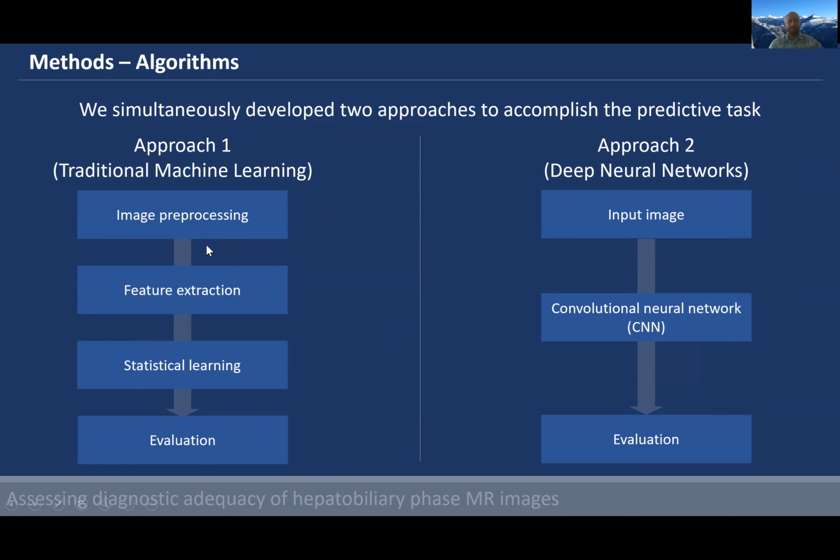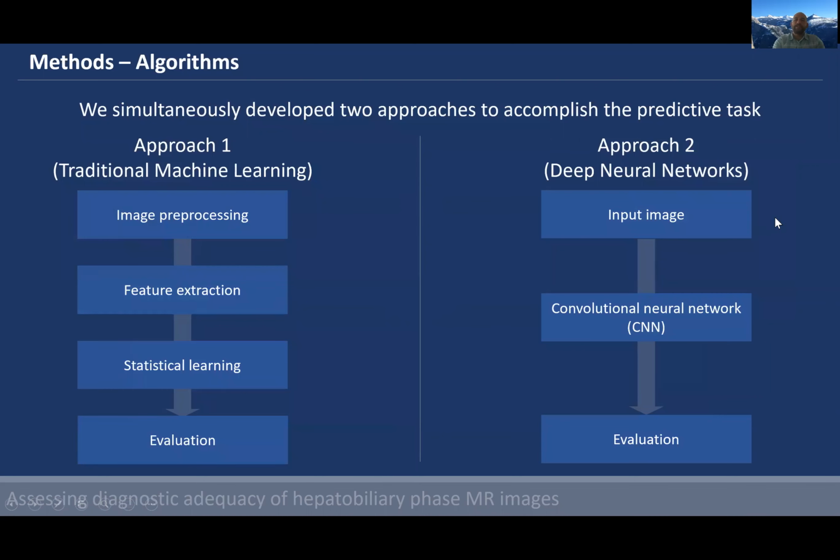But we take this traditional machine learning approach where we take our input volumetric image, we then pre-process it in some way, and then extract features from the images. This could be convolving certain filters that you design and so on. Now these features are just numbers describing attributes of the image. And we input these features into a statistical learning algorithm. Here we use a random forest classifier and then evaluate that random forest classifier for predicting the task of diagnostic adequacy using an ROC analysis.